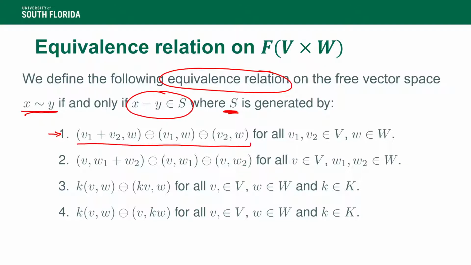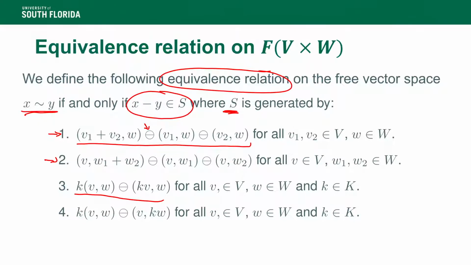So this thing here is a formal minus, so it's like the opposite of the formal plus, okay? And then we want the element of the form (V1 + V2)W formal minus V1W formal minus V2W to be an element in S. Likewise, we want the same thing to happen on the second coordinate. And then we also want elements of this shape, K times VW formal minus (KV)W, and the same on the other coordinate.